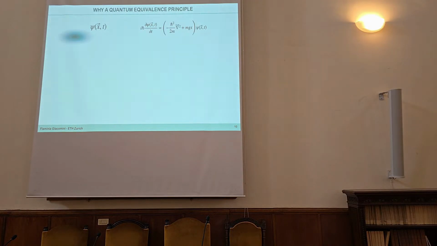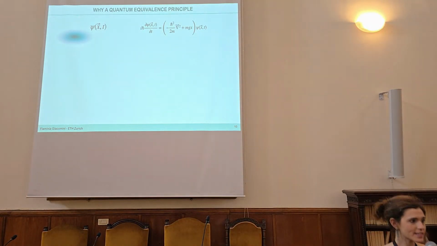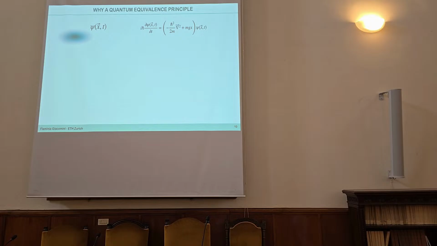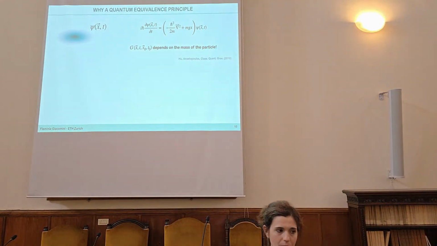Okay, so a first very easy way to understand why the principle should be generalized is to consider a quantum particle that is in the gravitational field of the Earth, and we write the Schrödinger equation for it. Now, if you calculate the dynamics of this quantum particle, so you see how the particle evolves in time, you find that the Green function of this particle, so the time evolution, depends explicitly on the mass of this particle. And this is something that classically is not true, because of the universality of free fall.